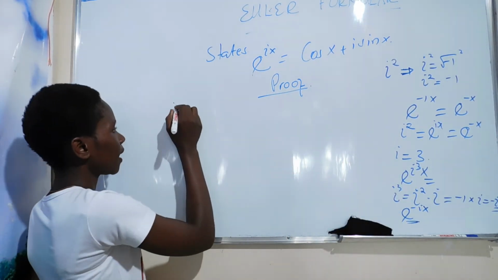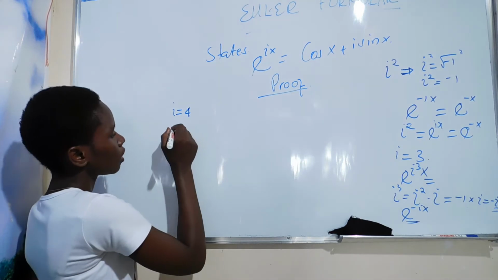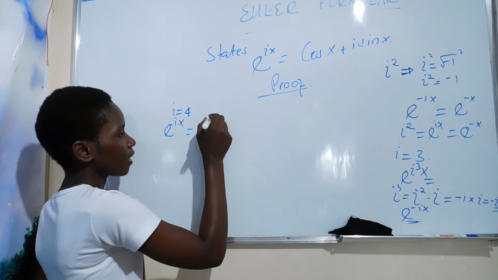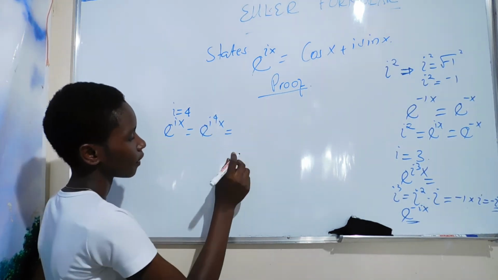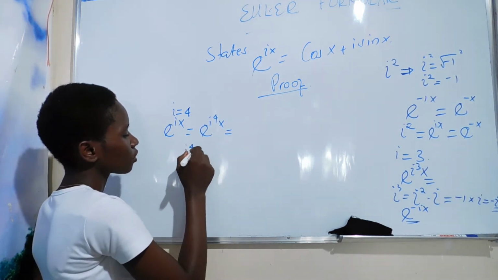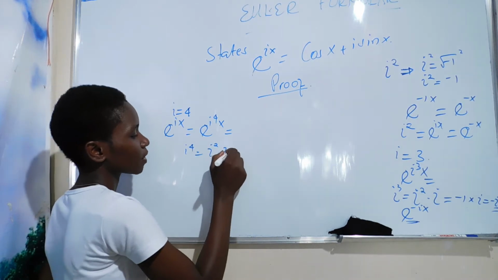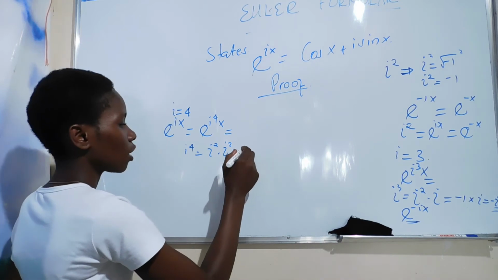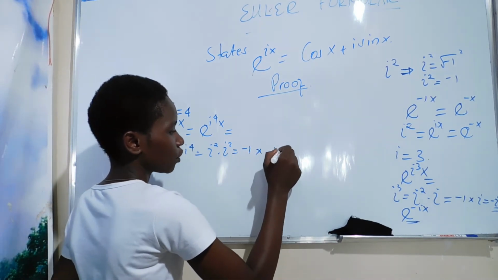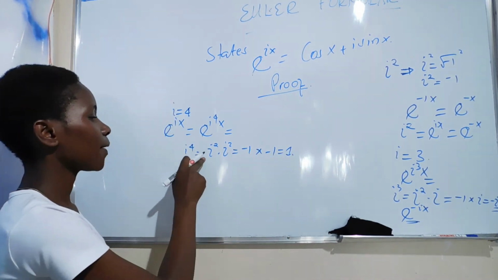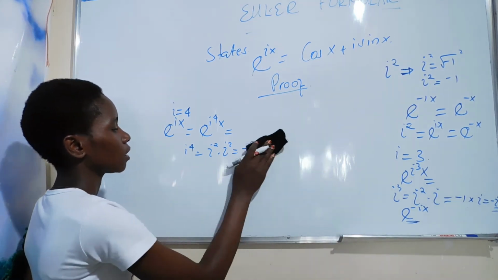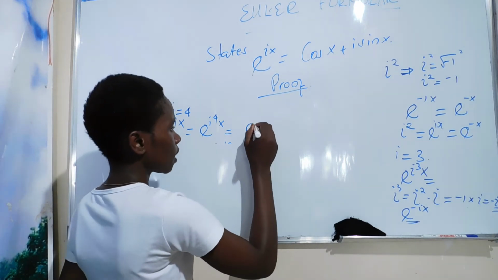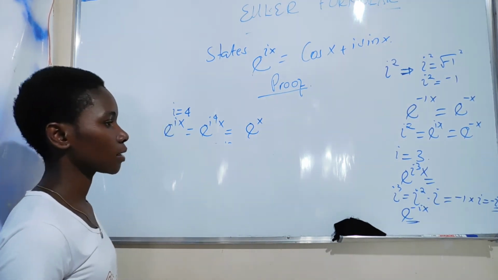When it comes to I is equal to 4, E I ya 4x ni sawa na I ya 4 ni sawa na mtu akiandika I square times I square, but I square it is -1. So -1 times -1 which is equal to 1. So kumbe I power 4 it is 1 positive. So I'm going to keep there, it will be ex.